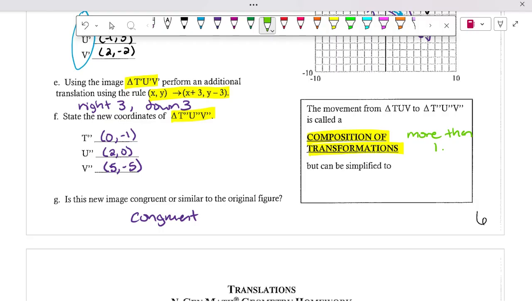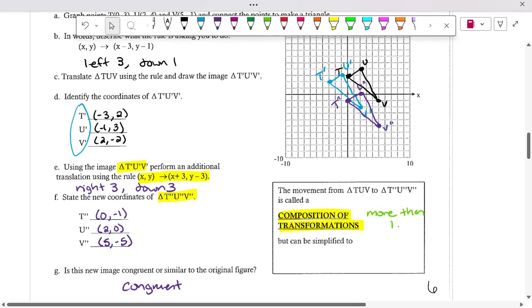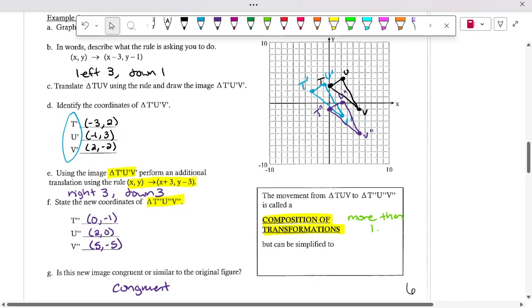So when you get to Math 3, you'll see composite functions. You're basically doing one function within another function. Here, you're doing one transformation and then another transformation. So if I wanted to write a rule to describe going from the original to the final, the double primes, what would it be? So in words, what would it be? It'd be down 4.